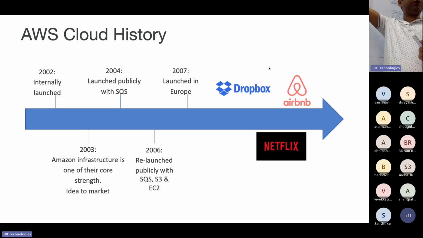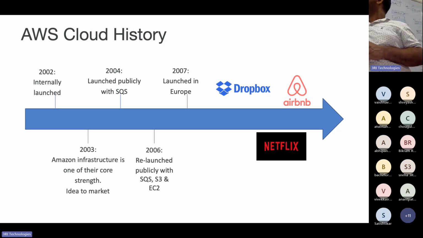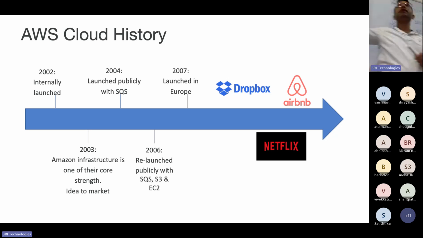In 2002, it was launched internally. Then in 2004, they started with something called SQS, a queuing service. We'll cover this; don't worry about all this now. And in 2006, they started with some of the most important services, EC2, S3 and SQS. These we will hear very often. EC2, you would have seen it all the time. In 2007, they launched in Europe, so they were expanding.